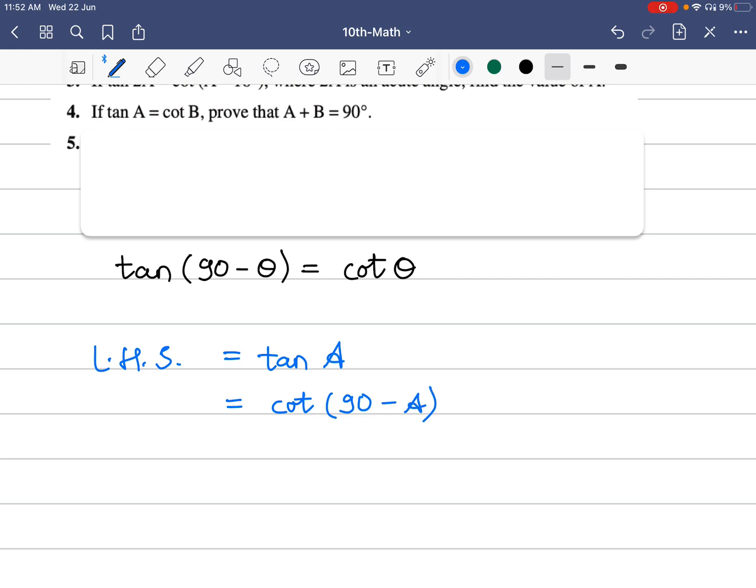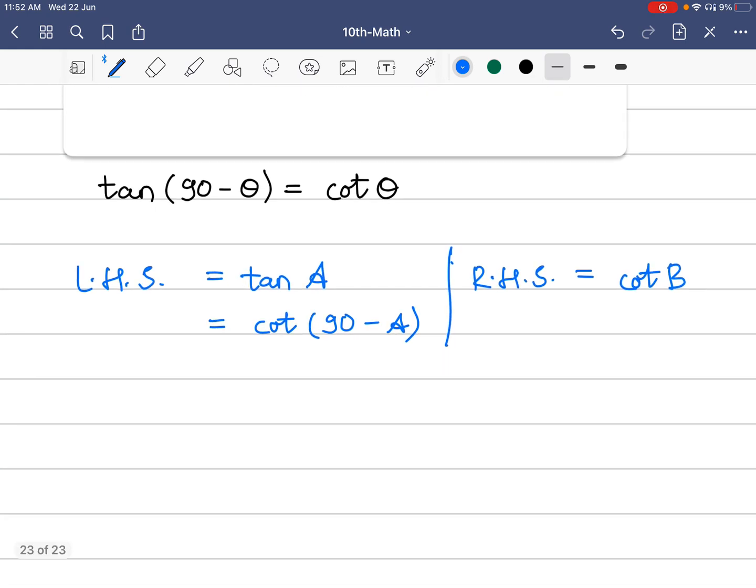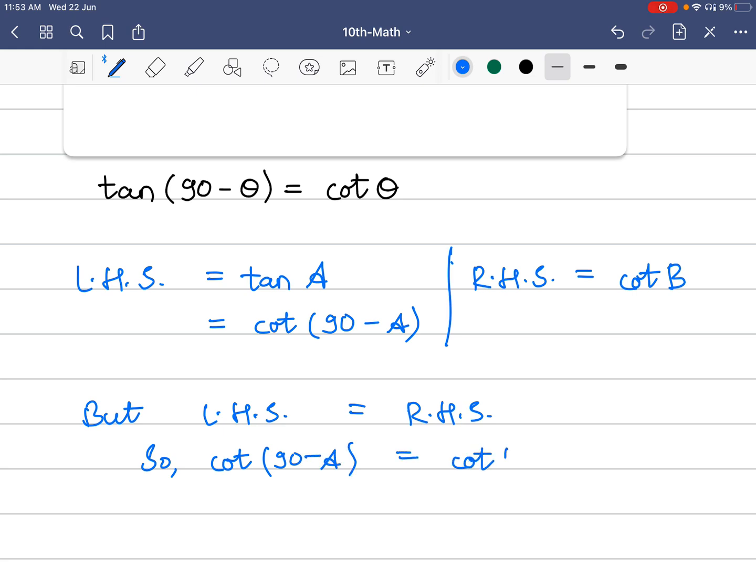Okay, and now we have RHS. So I'm going to write RHS here. RHS is equal to cot of B. Okay, but left hand side of the equation is equal to right hand side of the equation. So cot of 90 minus A, which is my RHS, will be equal to cot of B.